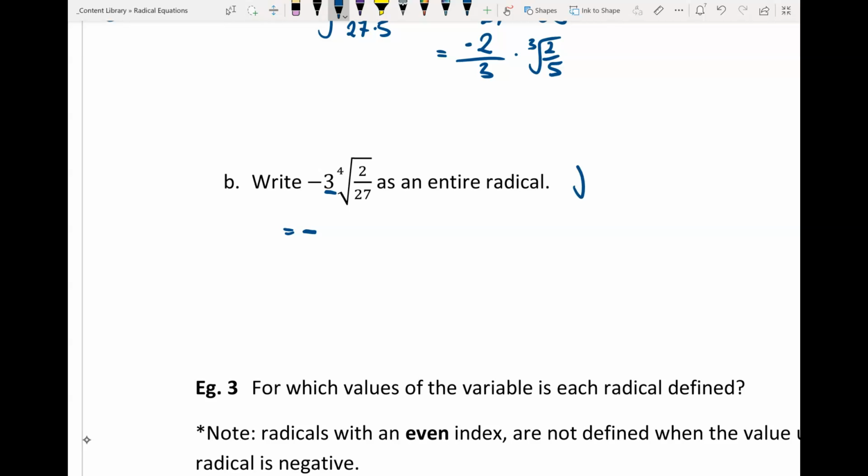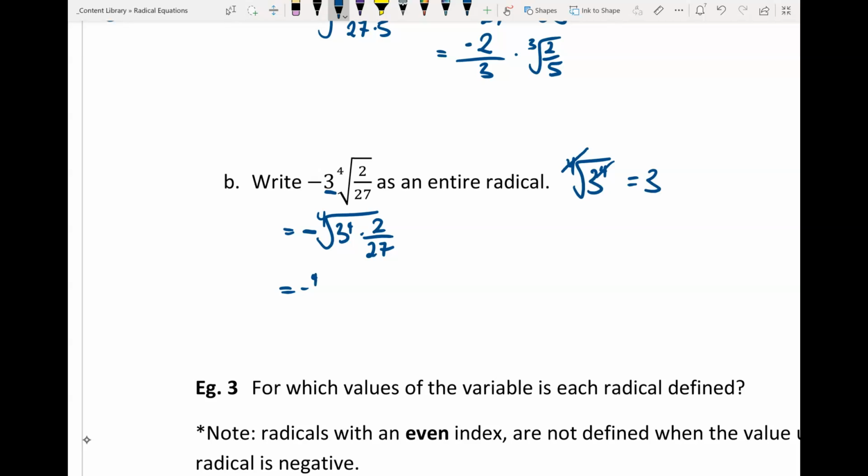Think about this. If we had 3 to the power of 4, and we take the 4th root of it, the 4th root and the power of 4 are going to cancel out, and you're just going to be left with 3's, and that's exactly what we have here. So, to put it back inside the radical, it'd be 3 to the power of 4. And we still have 2 over 27 here.